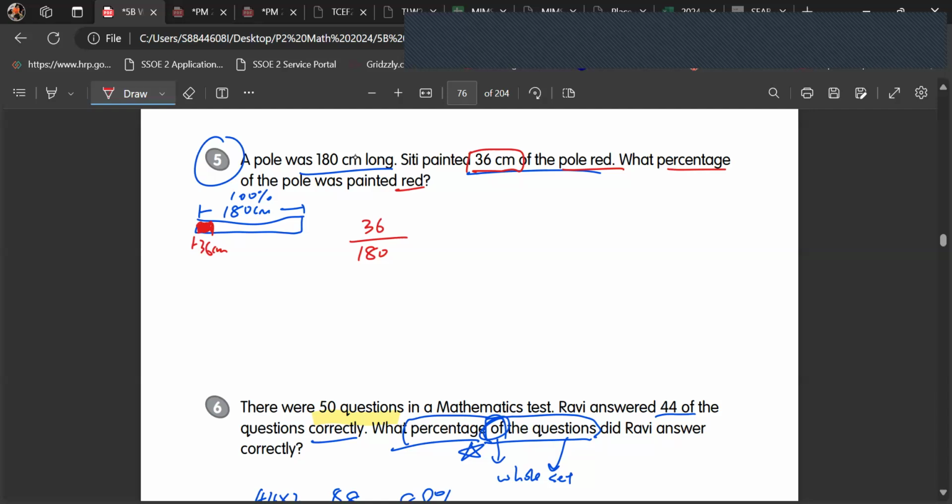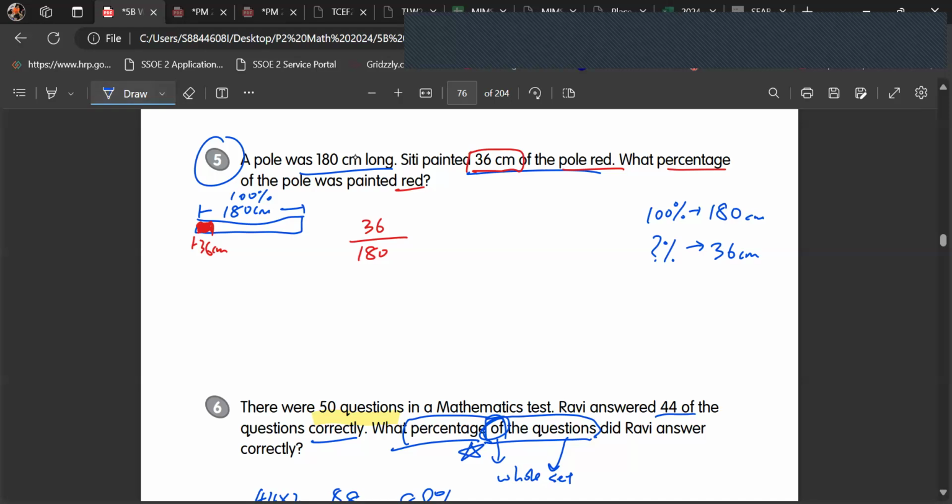Now using a scalar method, I have 100%, and that's 180. Now that's where you get stuck, because I need to find out how much is 36 centimeters. Then you have to figure out from 1% and then go to 36. So you kind of have to try out a few things.